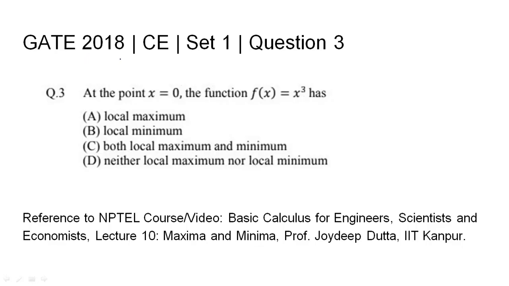GATE 2018 Civil Engineering Set 1 Question 3. At the point x equals 0, the function f(x) equals x cube has four options given: A. Local maximum, B. Local minimum, C. Both local maximum and minimum, D. Neither local maximum nor local minimum.